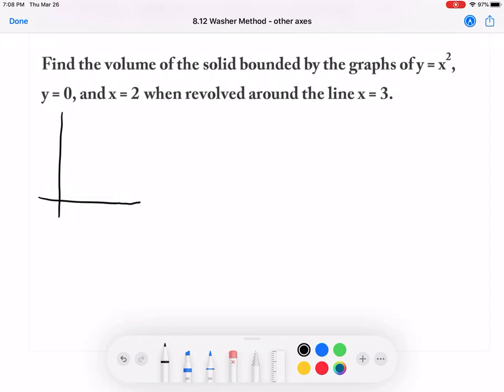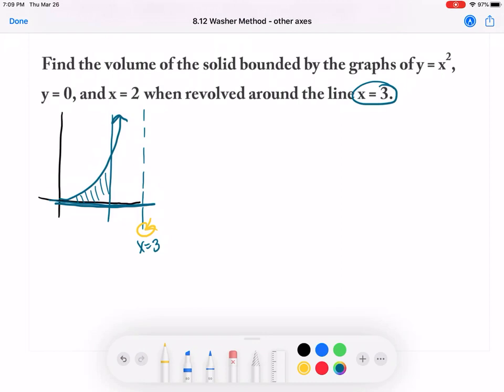So here we have our function x squared. Here we have a line representing x equals 2. And of course, y equals 0 is that axis down there. So we're taking this region and we're revolving it now around the line x equals 3. So I'm going to draw that vertical axis in a dotted line. And I'm going to make sure I indicate that we're revolving around that line.